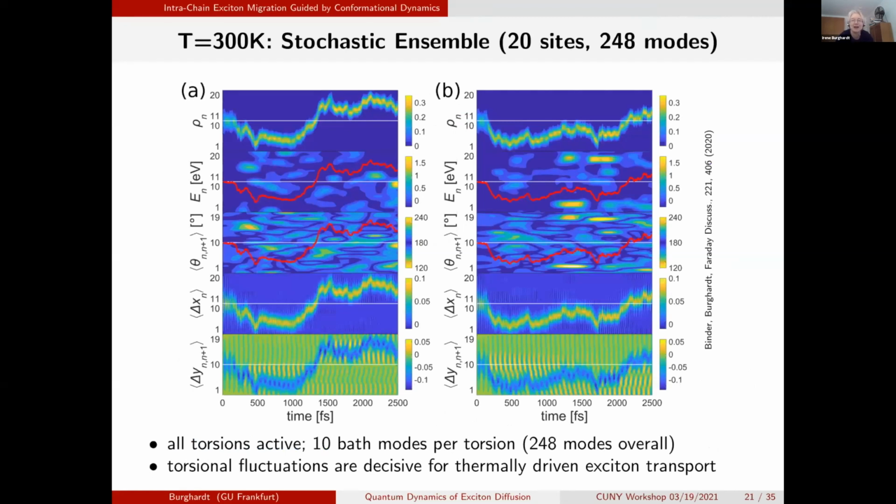Okay, and now we're making it more interesting. We go to thermalized dynamics. So now all torsions are active. We have this 20-site system, all torsions active, and we actually have 250 modes here. And you see that the exciton is thermally driven across the lattice. In a sense, we see that the exciton is finding a minimum energy path in this fluctuating landscape of torsional motions. And that is the data that I showed before initially in this fancier picture, right? So it's really an adiabatic dynamics in this fluctuating landscape. And all the way through, the high frequency modes are just following the exciton. Now, these are 2 realizations from our stochastic propagation scheme.